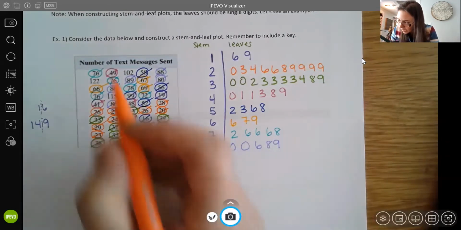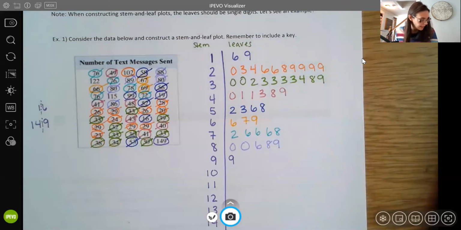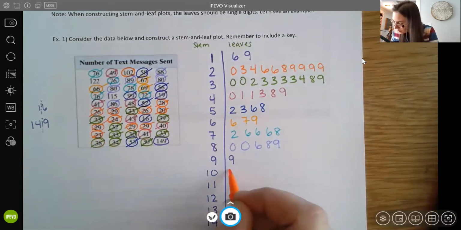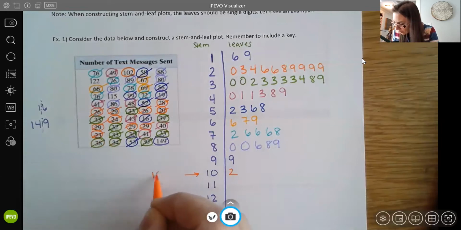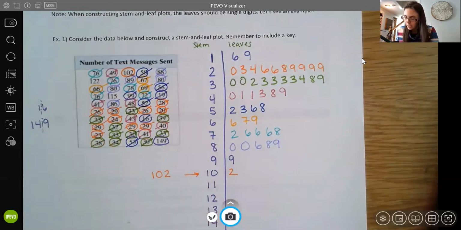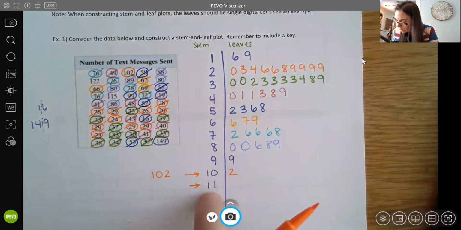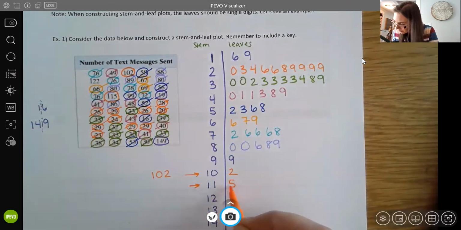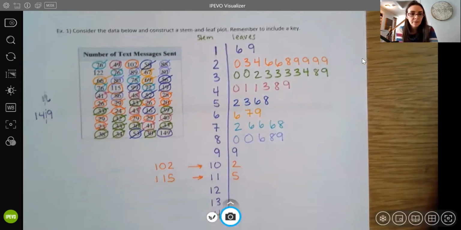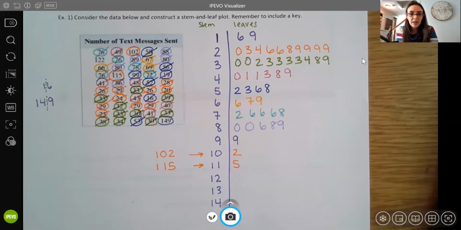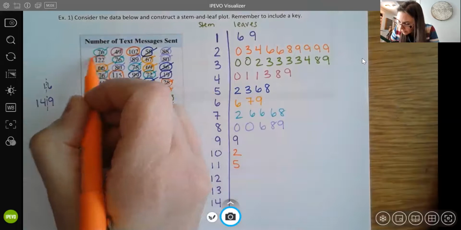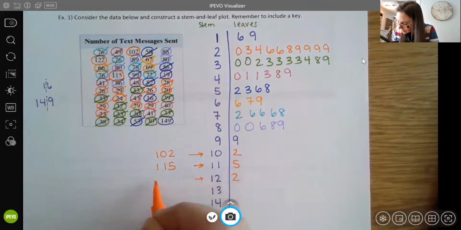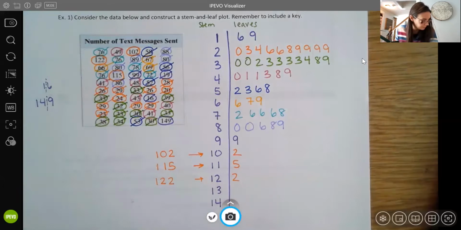So I see a 102, and that's the only one I see here. So I'm just going to put the 2 there. Remember that that represents 1, 0, and then 2. And then for the next group, these are your 110s, right? So I'm going to look around here, and I do see a 115. So that becomes a 5. This represents the 1, 1, and then the 5, so 115. Now I'm looking at the 120s, and I see one value there. So again, I put that 2 because that is the value 122.